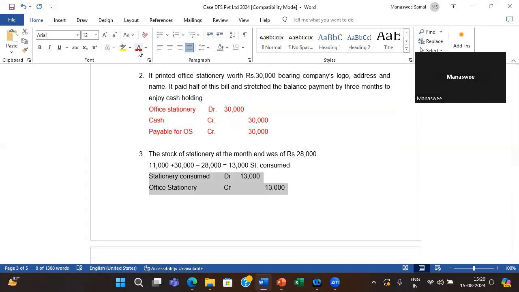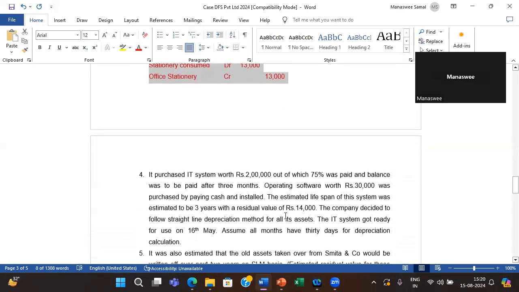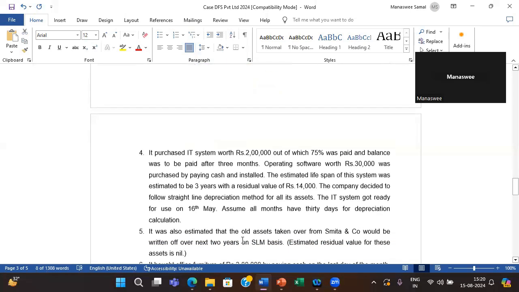Stationery consumed figure will hit the P&L as an expense, and office stationery balance of 28,000 will go to the balance sheet as an asset, of course, under current assets, isn't it? Then you purchase an IT system worth 2 lakh rupees, out of which 75% was paid, means you have paid 1,50,000, and the balance was to be paid after 3 months, means it's a current liability. It's not just important to prepare the balance sheet, because we have to classify liabilities and assets into current and non-current. Therefore, it's always important to figure out where exactly you have to place the item.